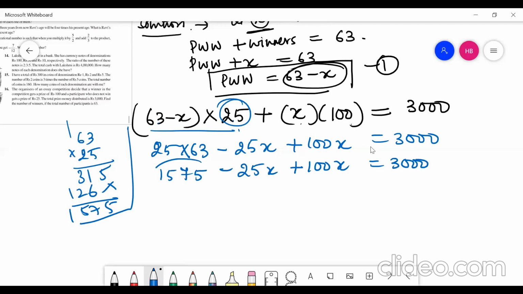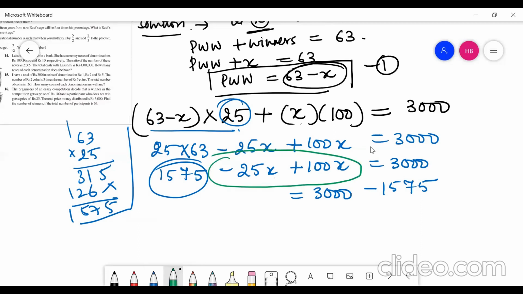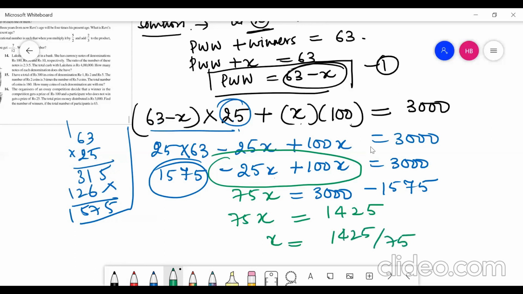Now you have to take constants to one side. If I take the constant to the other side, it is an addition, so it will be subtraction there: 1575. Minus 25x plus 100x, if I simplify this, I will get 75x, right? So 3000 minus 1575 will give me 1425. So 1425 equals 75x, and x will be 1425 divided by 75. I know they are both divisible by 5, but they are also both divisible by 25.